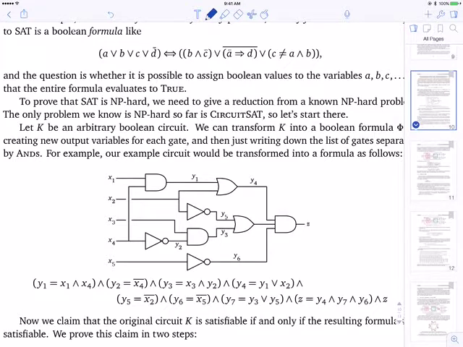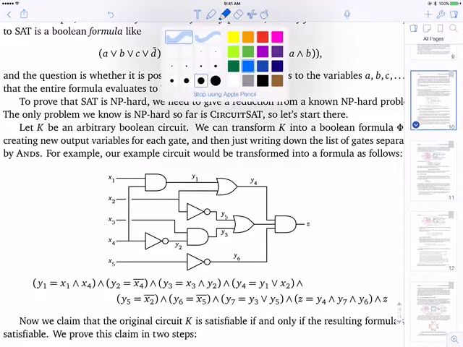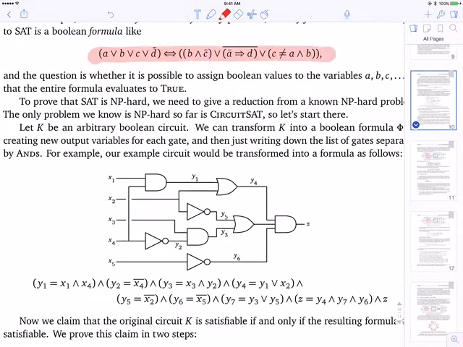Just get some arbitrary expression in this algebra over Boolean variables. And the question is, given an expression like this one, can I assign values to the variables that will make this expression come out with the value true? Okay, now hopefully it's not too hard to see just from the example, thinking about it just a little bit, that this formula satisfiability problem is really just another version of the circuit satisfiability problem.